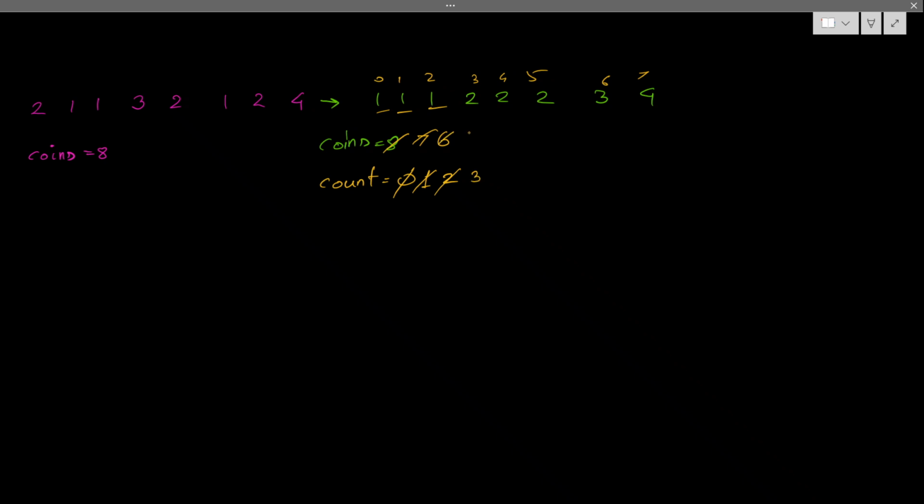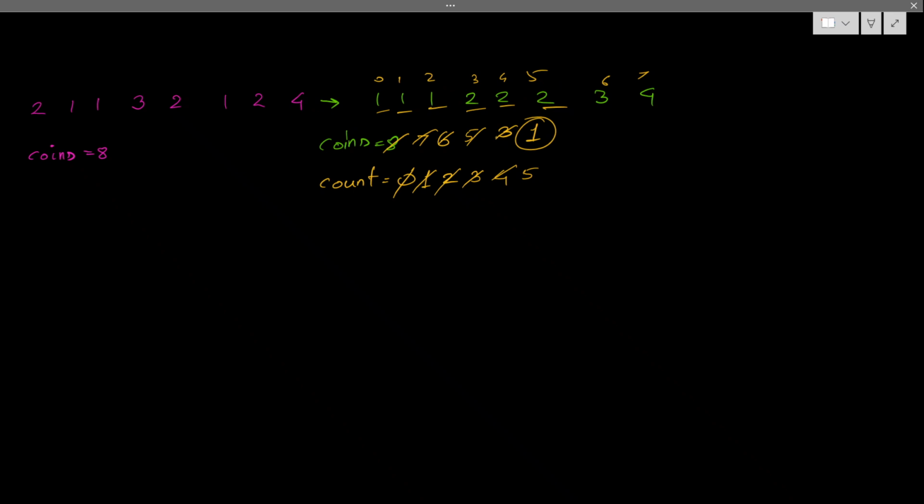This becomes 5. Can I buy this ice cream of price 2? Yes, I can buy this. So count becomes 4 and coins become 3. Can I buy this one? Okay, so yes, with 2 coins I can buy this. Count becomes 5 and coins become 1. So can I buy this one? No, I cannot buy because my coins are less than the current cost.